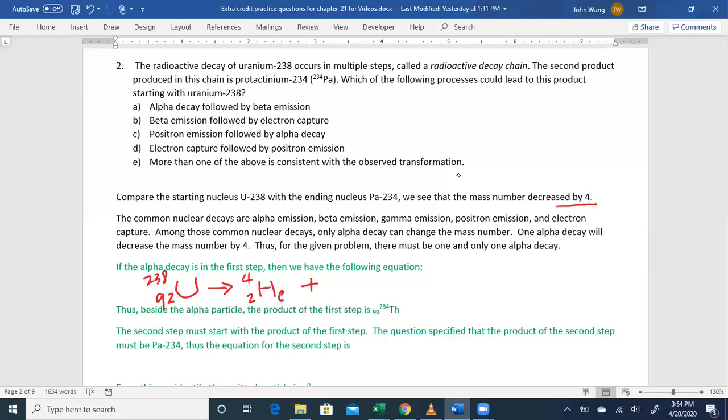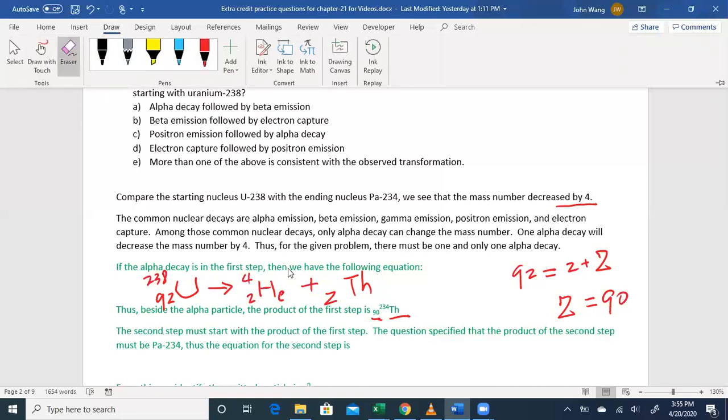So we first have to find out what this Z number is, the atomic number. By balancing the atomic number, we start with 92. So we say 92 equals 2 plus Z. And solving this equation, we find Z equals 90. So we see 90, you go to the periodic table, it is thorium, Th. So therefore, we find the identity of our second product, which is thorium.